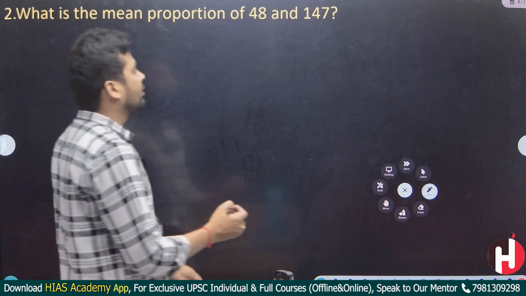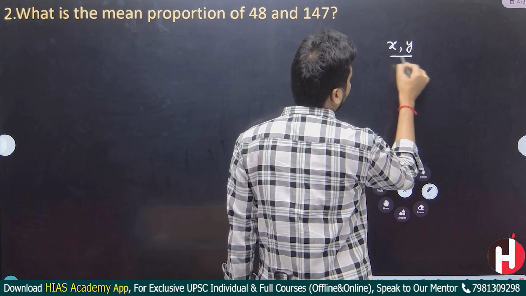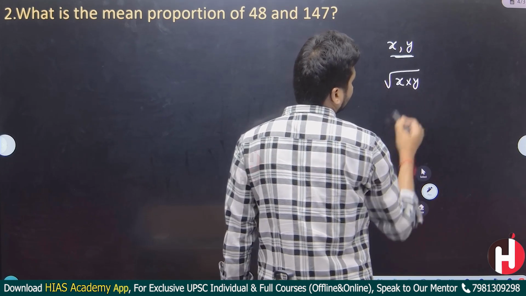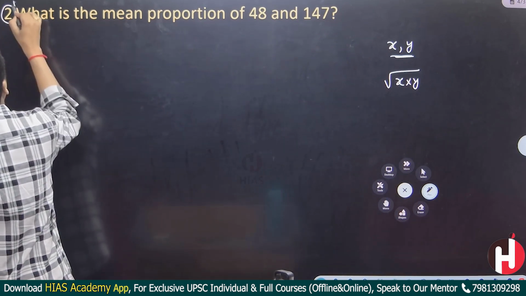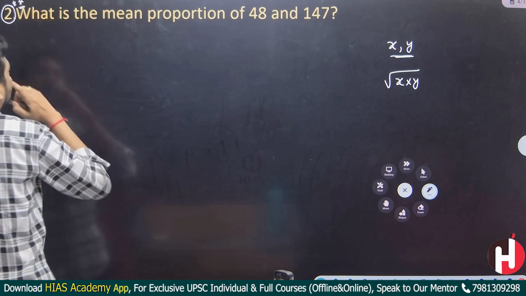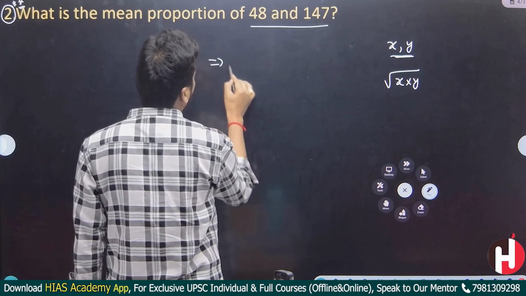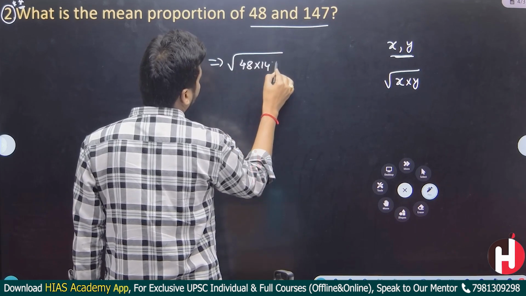Okay. So when any two numbers are given, let's say X and Y, mean proportion means the square root of the product of those two numbers. It's very important. The mean proportion of 48 and 147 means the square root of 48 into 147. This we all know.